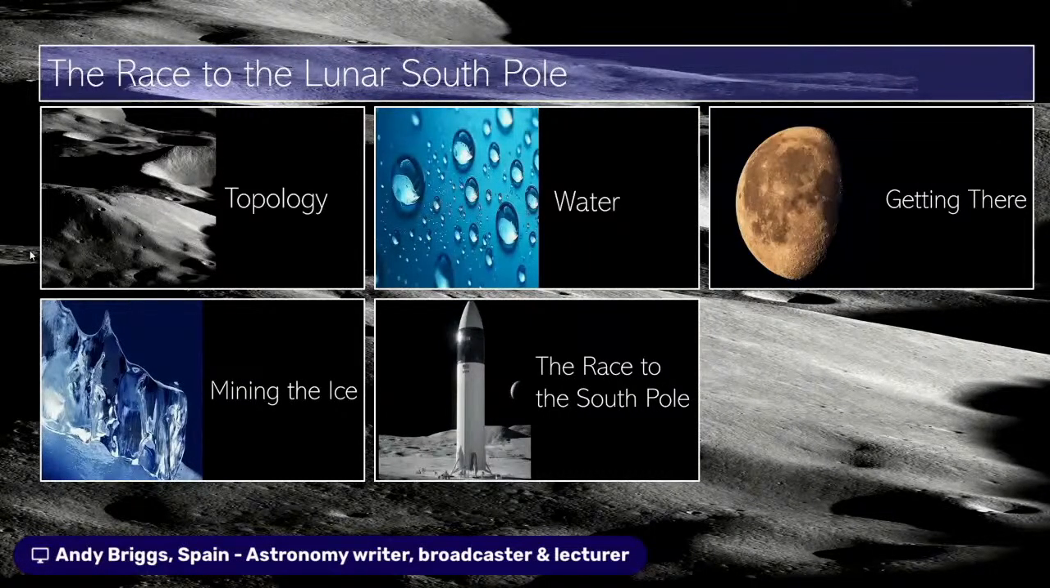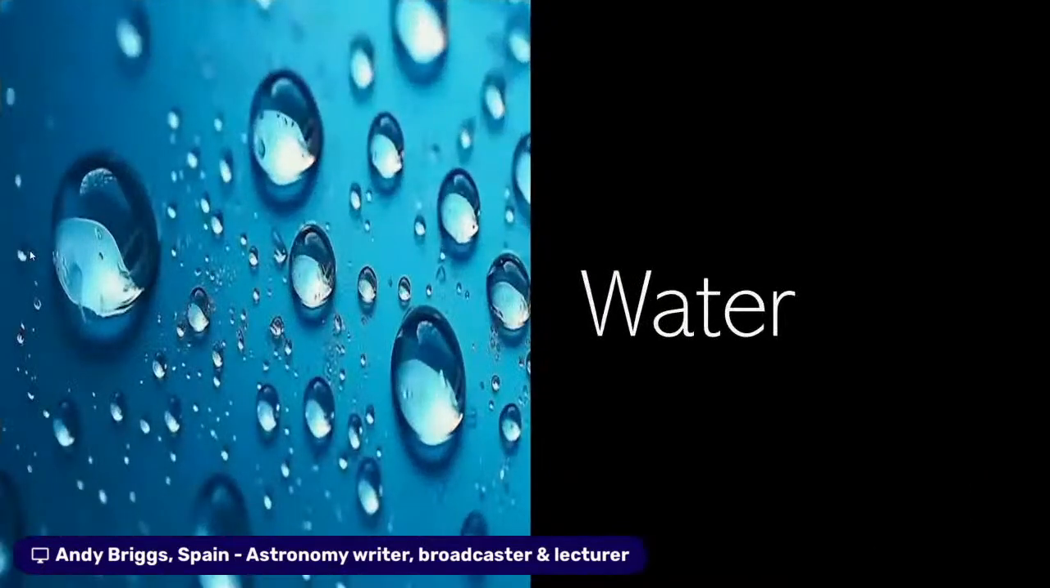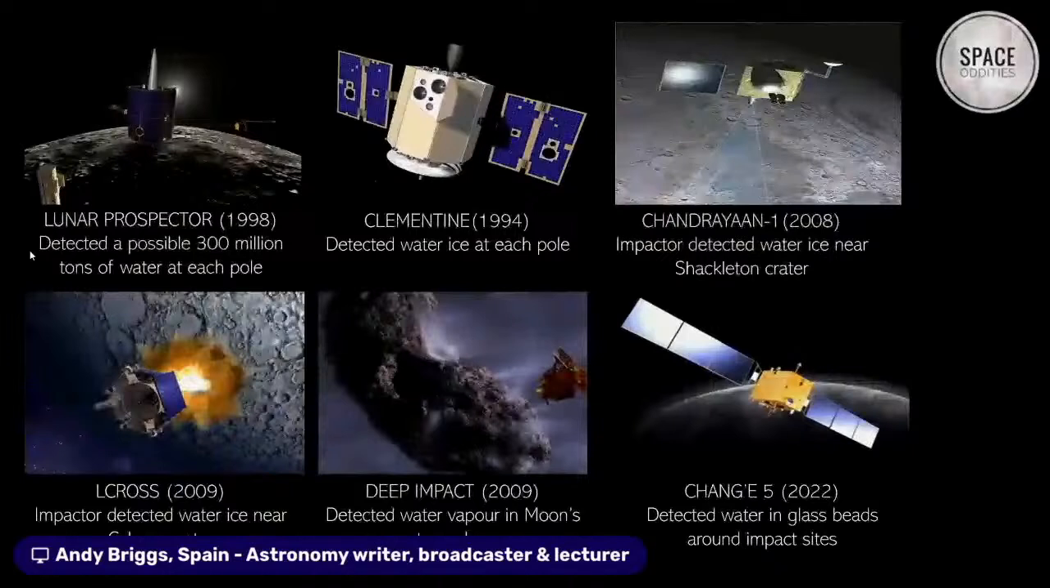Imagine these craters never having seen sunlight in billions of years. And this brings us to the topic of, believe it or not, water, because a lot of water has been discovered, not just at the south pole, but at the north pole of the moon as well. Now, these are just some of the spacecraft that have detected it. Lunar Prospector, I think, was the first in 1998, and it detected a possible 300 million tons of water at each pole, so 600 million in total.